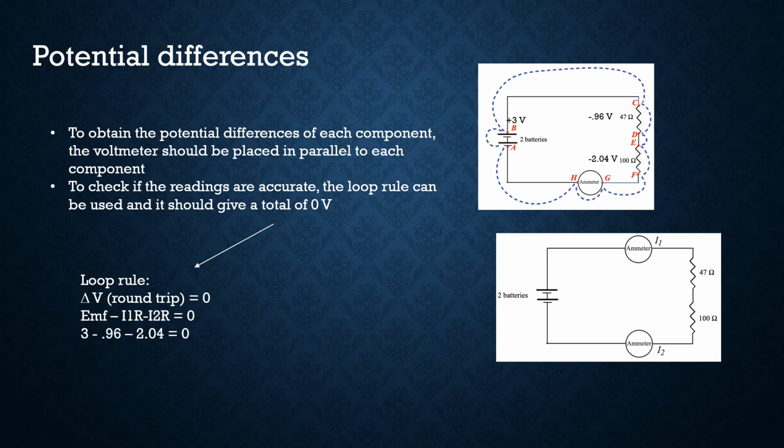The loop rule can be used, and it should give a total value of delta V round trip equals 0. And as you can see, the arrow is pointing. The math does equal 0.